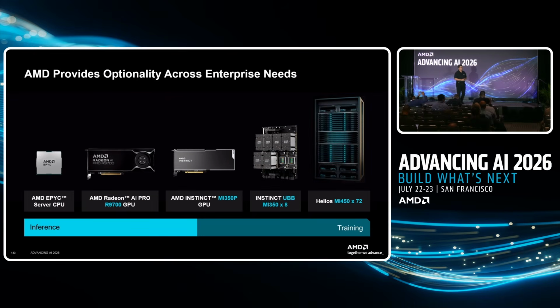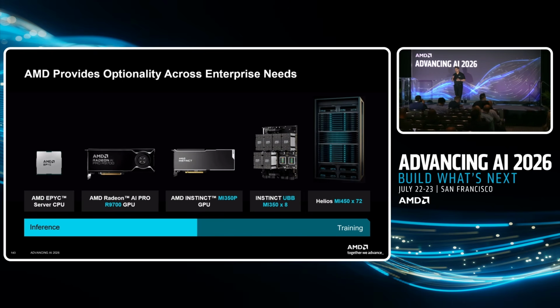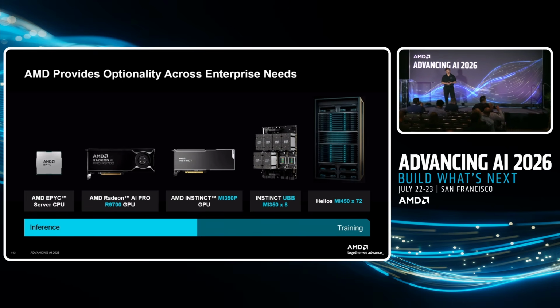We're here to talk about running AI inference on EPYC. But before we go into EPYC, let's just talk about the entire optionality that AMD provides across enterprise needs, right? On the right-hand side, almost all the way to the right, is the new Helios MI450 server rack that we have introduced and announced. A lot of excitement around it. That's the one that you go to for all your training needs, the frontier models and everything, right?